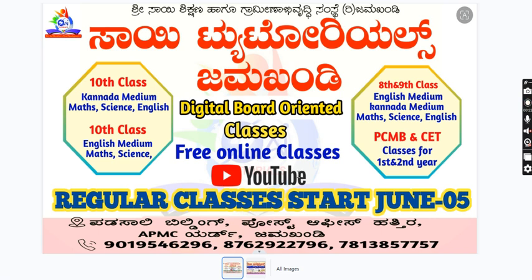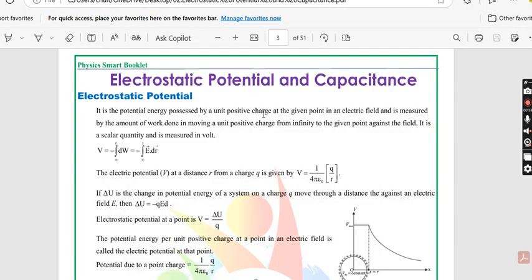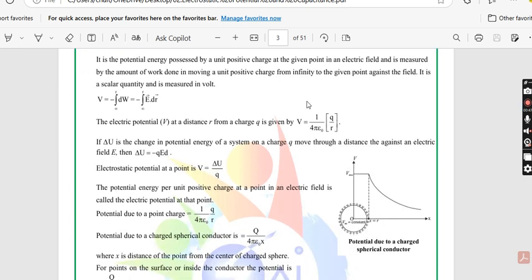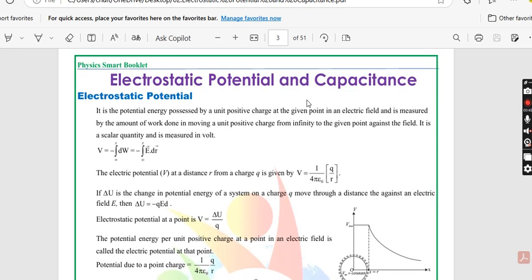So dear students, in this session, in the previous session I have discussed some concepts related to the second chapter, that is physics. The next concept relating to the second chapter, that is electric potential and capacitance for second PUC physics. In the previous session, you can watch the introduction part of the electrostatic potential and what are the important criteria are discussed here.